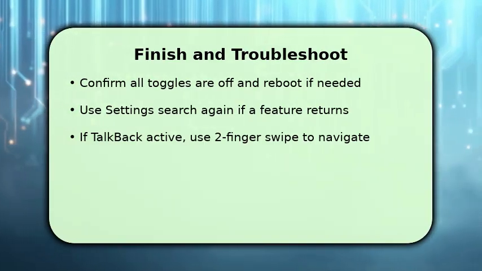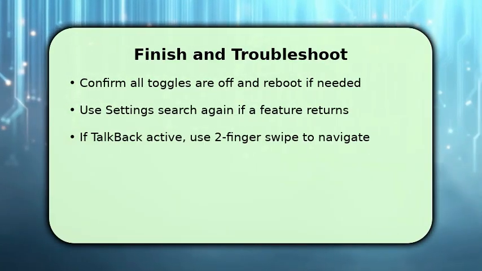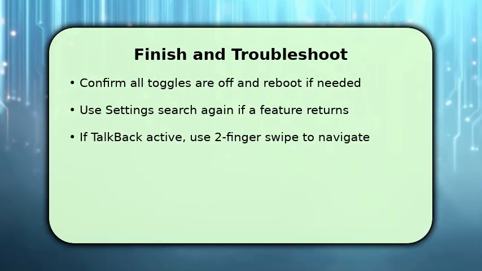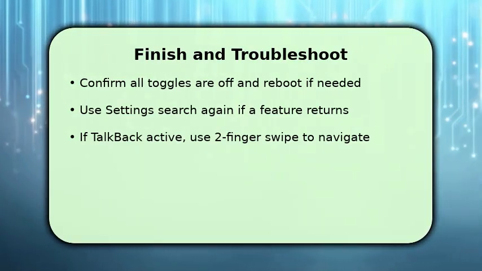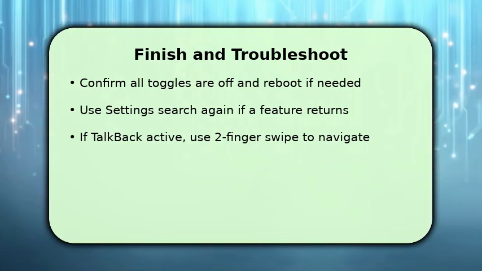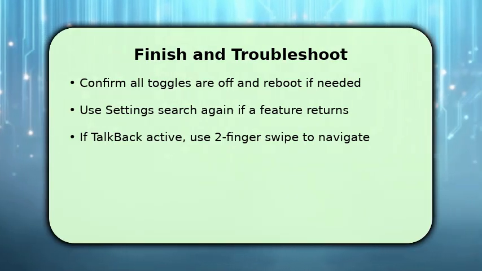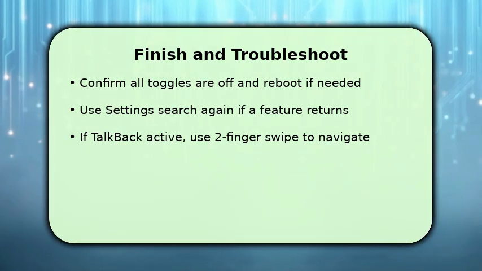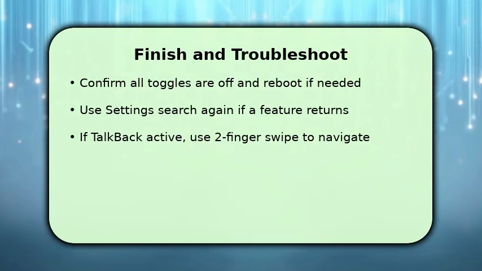Some apps ask for permission and can restore toggles. If TalkBack remains active and navigation is difficult, use a two-finger swipe to scroll and double-tap to select. That helps you reach the toggle and turn TalkBack off manually if gestures change behavior.